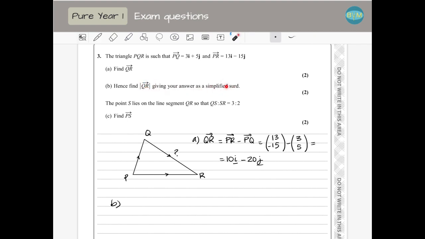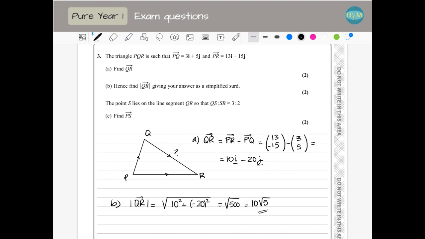For B, they say hence find the magnitude of that vector, giving your answer in a simplified surd form. Remember, magnitude of a vector is the square root of the components squared. So I have 10 squared plus minus 20 squared. So we have root of 100 plus 400, which is root of 500. We simplify. 500 is 5 times 100, so the 100 can come outside the root, so 10 root 5, and we cannot simplify more than that.